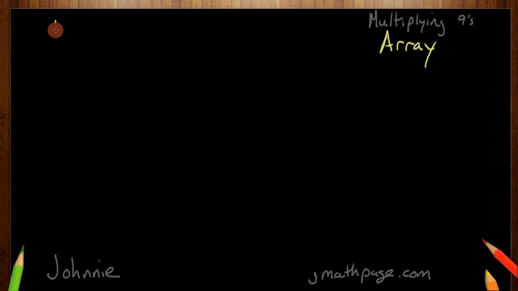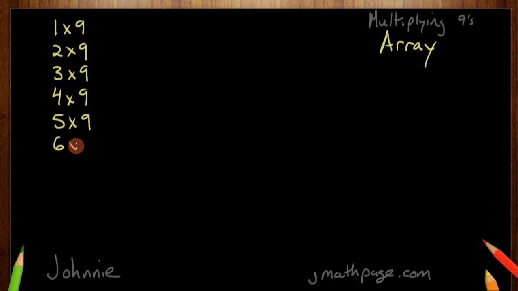So maybe you've seen these. 1 times 9, 2 times 9, 3 times 9, 4 times 9, 5 times 9, 6 times 9, 7 times 9, 8 times 9, 9 times 9, and 10 times 9. And you might think of these as your 9's tables. We're going to think about them today in terms of an array.